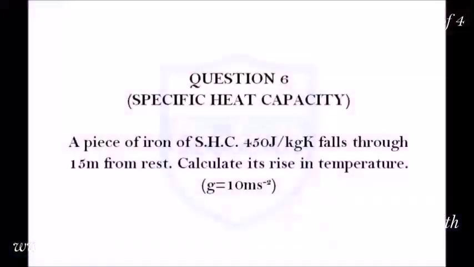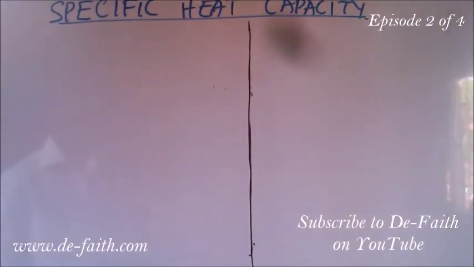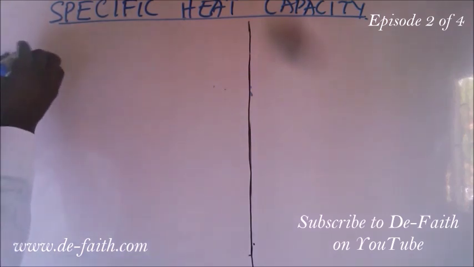Alright, so let's look at example 6. It says a piece of iron of specific heat capacity 450 joules per kilogram per Kelvin falls through 50 meters from rest. Calculate its rise in temperature, taking g to be equal to 10 meters per second squared. In this question, we have a body that has energy that was lost while falling from rest. So what we'll do is first to calculate the total energy lost on falling from rest.